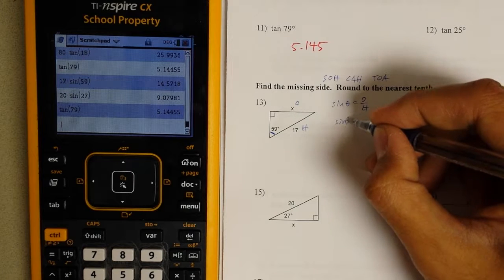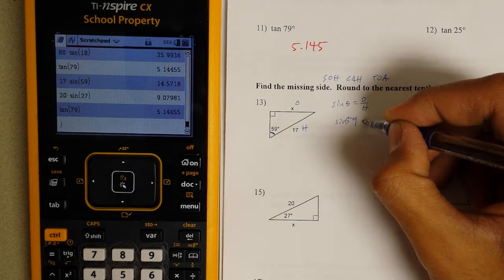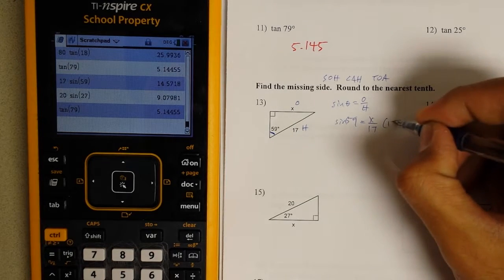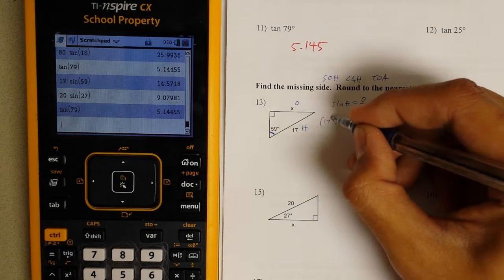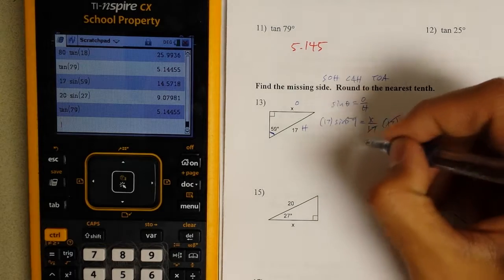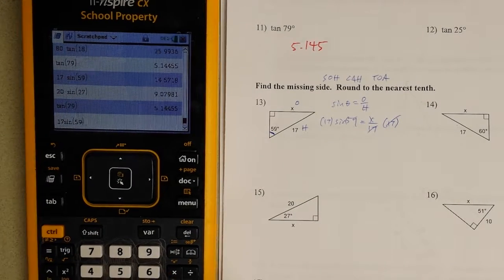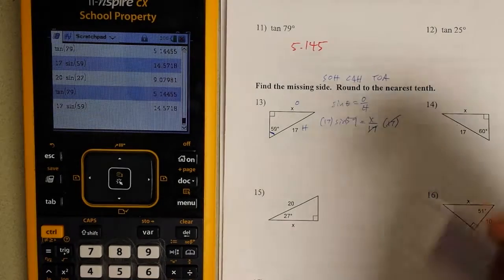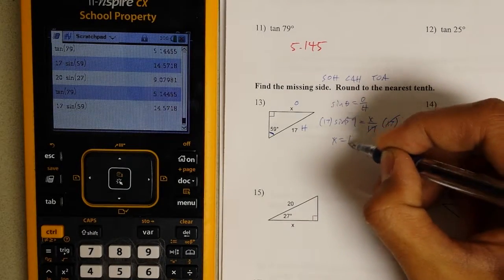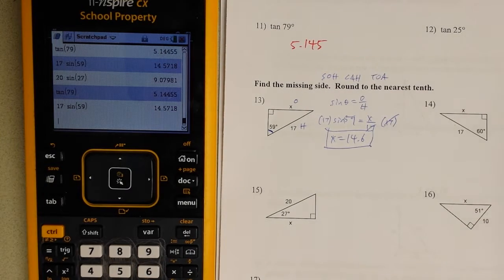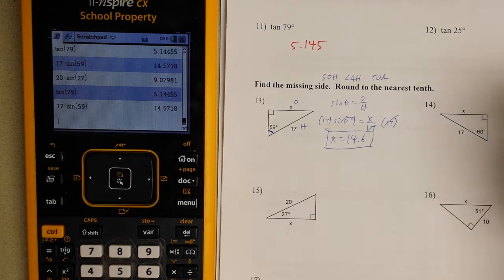Your theta is 59. Your opposite is x, and your hypotenuse is 17. To get x by itself, you multiply both sides by 17. That reduces, and then you do 17 sine of 59. So x is equal to 14.6. That's 13. And 15, if you need to replay that, you can.